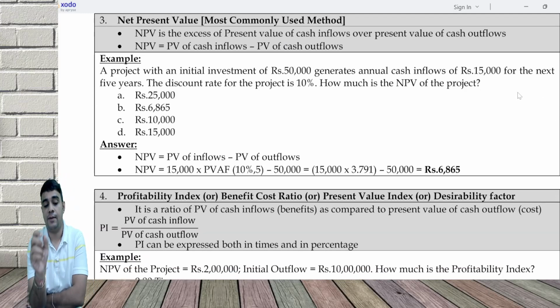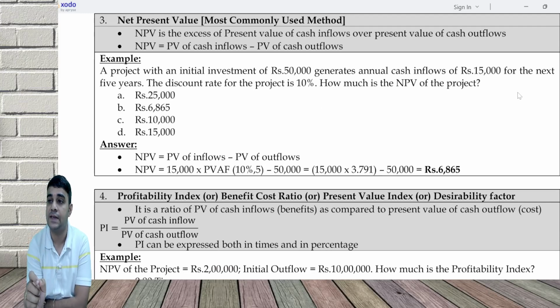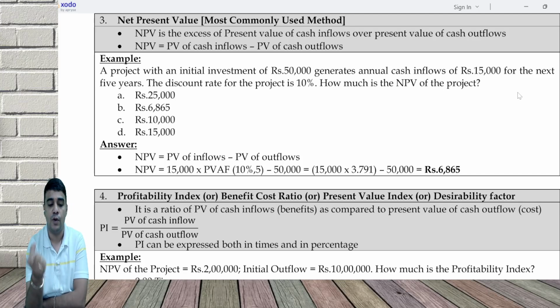Profitability index, otherwise called benefit cost ratio, otherwise called present value index, otherwise called desirability factor, is the ratio of benefit to cost. Benefit cost ratio is the ratio of benefits. What is benefits? Inflow. What is cost? Outflow. So PV of inflow divided by PV of outflow.